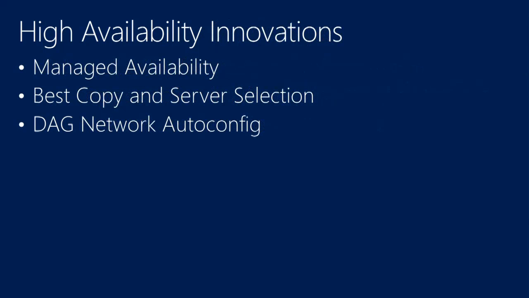So let's talk about the HA innovations. We're going to talk about managed availability a little bit, not too much because we had a whole session on it earlier today, which if you didn't get to see, there is a recording available. Then we're going to talk about the changes to best copy selection. In fact, not just a change in the algorithm, a change in its name as well. And then we'll talk about some of the automatic DAG networking things that we're doing.